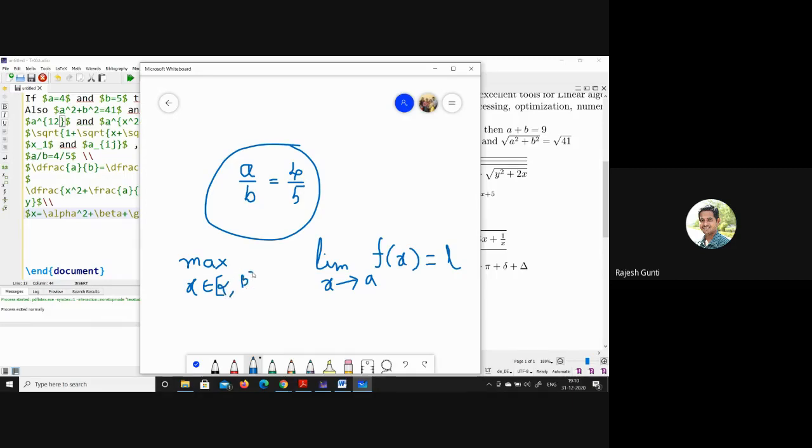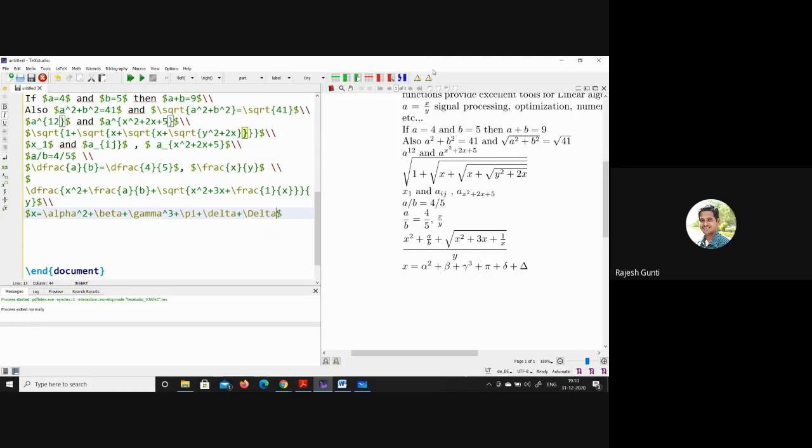Alpha, beta, f of x value. What is the maximum of x if x belongs to the closed interval alpha, beta? That is the meaning that I want to bring. How to bring this belongs-to symbol? How to bring this max below? How to bring this x tends to a below the limit? These are the things I would like to type. Okay, next. Not only these things, so many things are there.